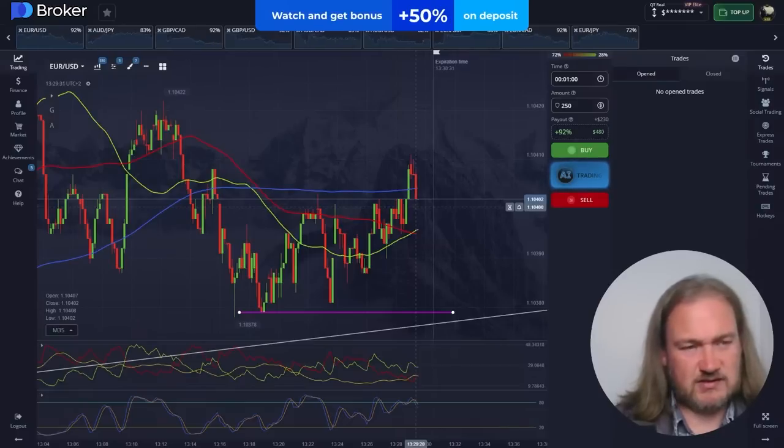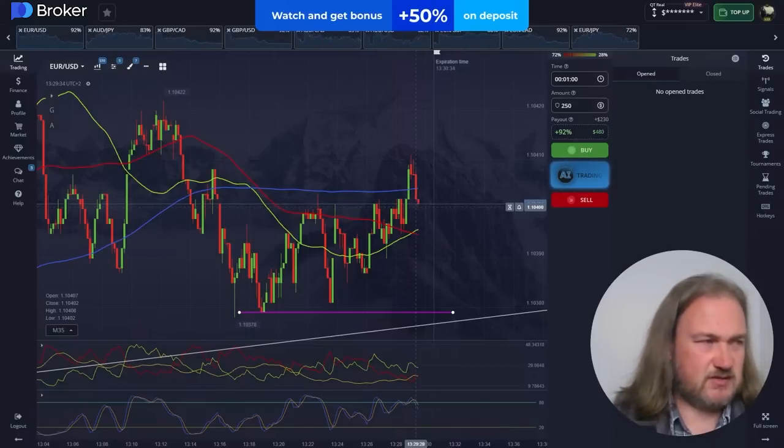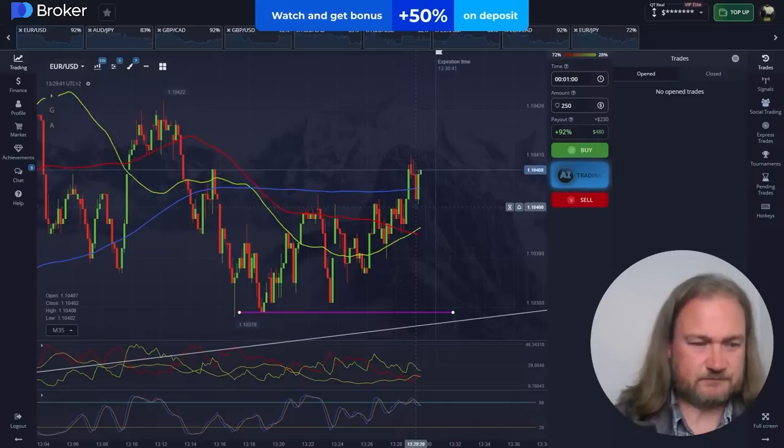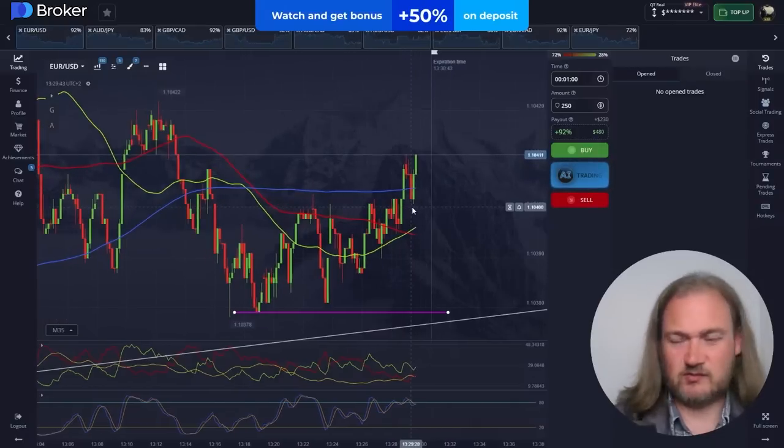So unfortunately, it doesn't look like we're actually going to get trades. Decent entries. It's such a pity. But it is what it is. Market can be cruel sometimes.